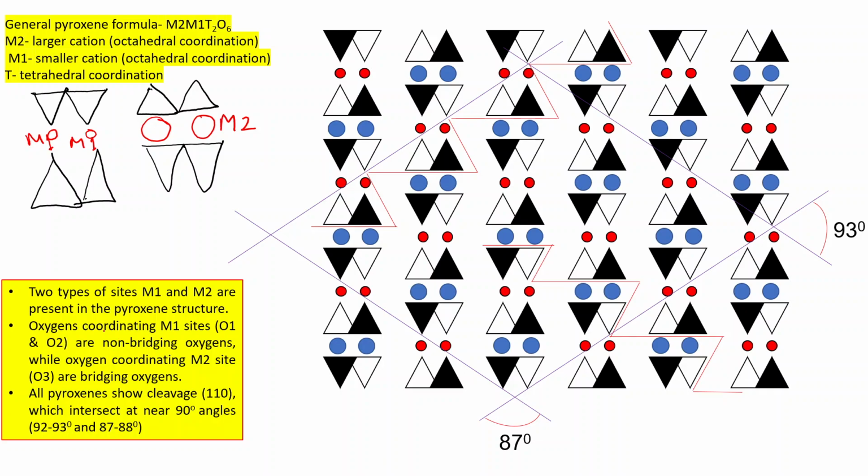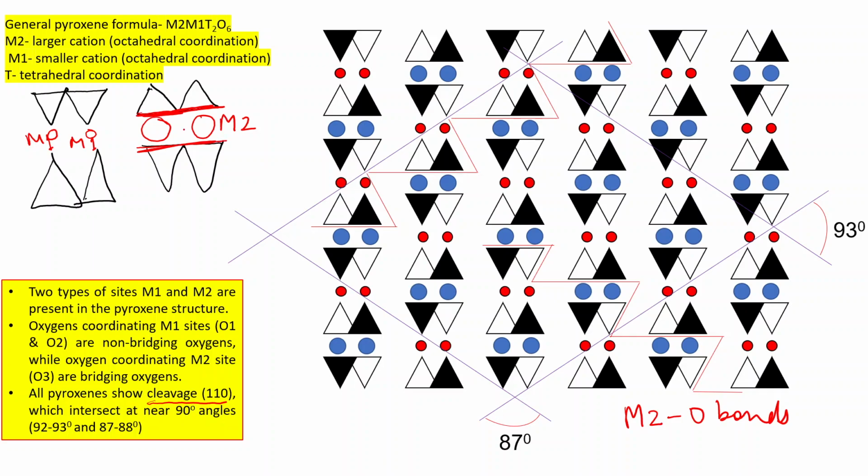The M1 site is coordinated by the non-bridging oxygens, while oxygens coordinating the M2 site are the bridging oxygens, and that causes all the pyroxenes to show a 110 cleavage. Now this 110 cleavage intersects at nearly 90-degree angles, 92 to 93 and 87 to 88 degrees. But here what happens is that the M2 and oxygen bonds are at the base over here, the M2, this is at the base.